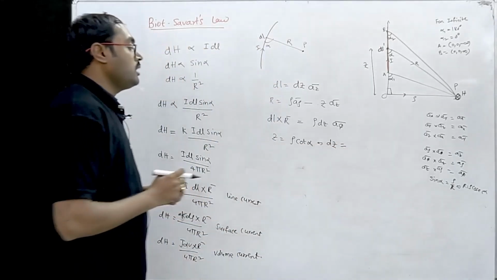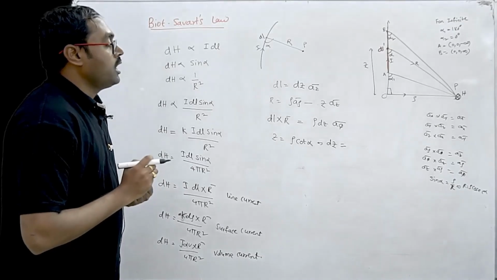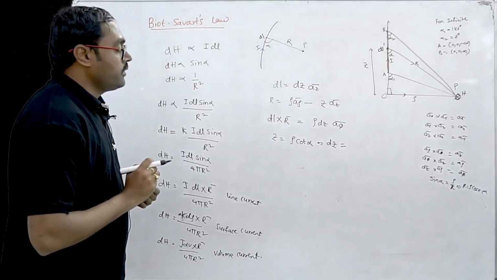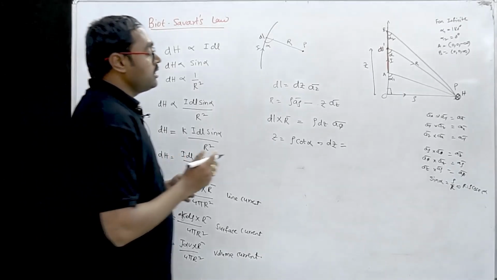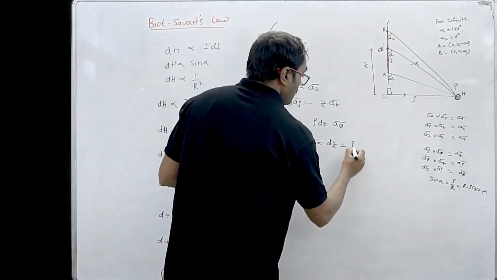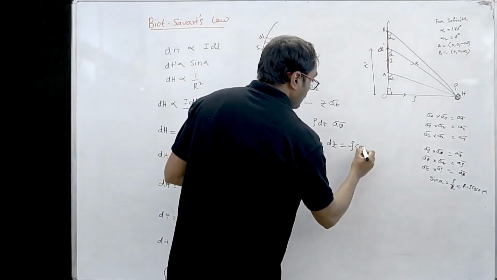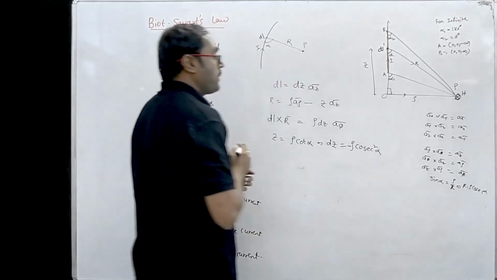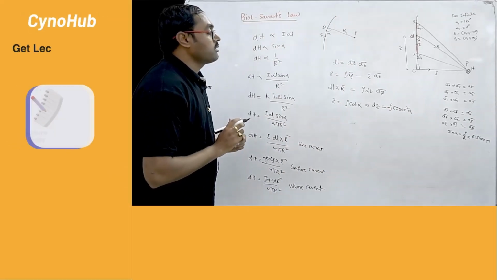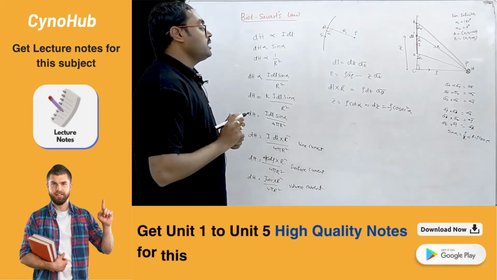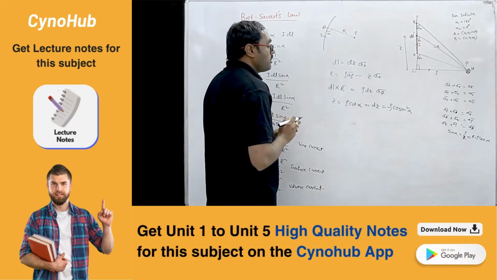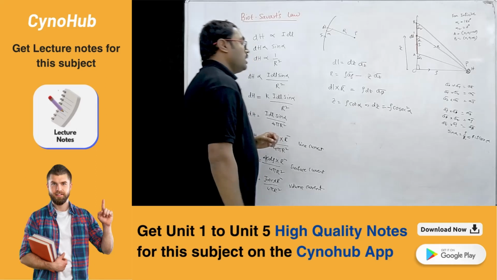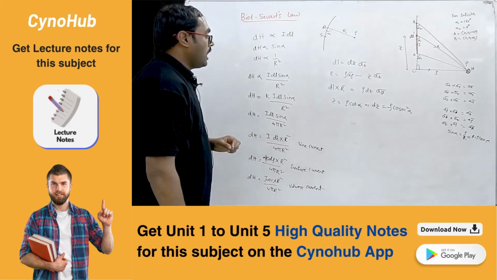Then what is the dz value? Differentiation of cot alpha gives minus cosecant square alpha. So dz is equal to minus rho cosecant square alpha d alpha. Now here we have to substitute all these values.